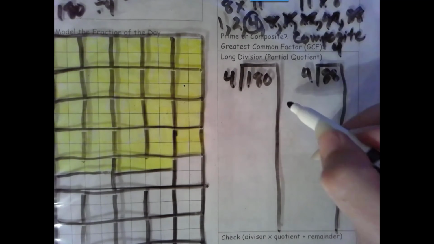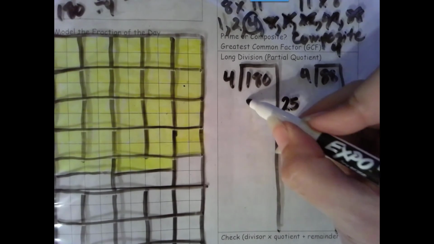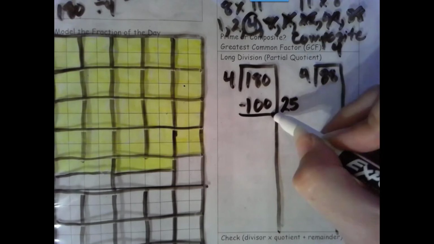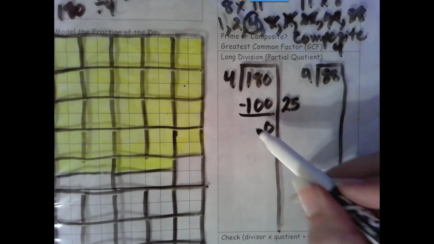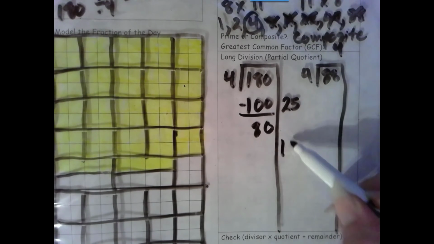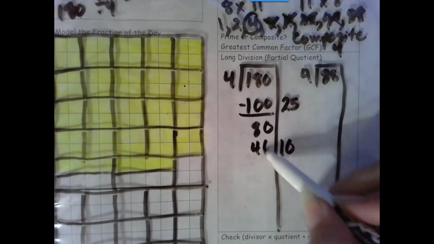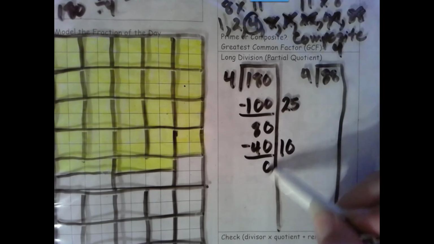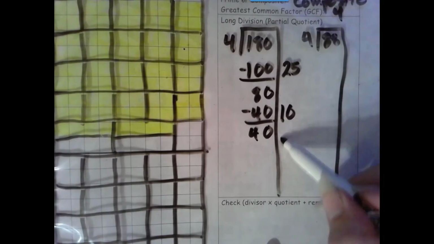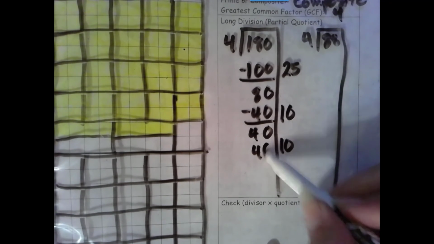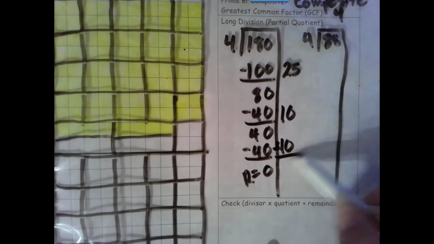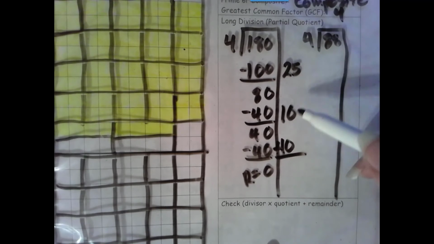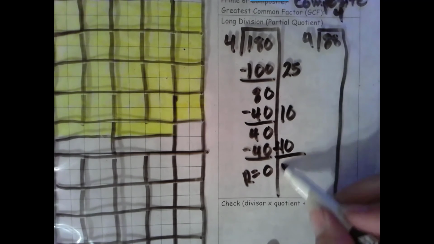I know 4 quarters is $1 or 100 cents. So 4 times 25 is 100. Numbers the same, zeros the same. More on top, no need to stop. 10 times 4 is 40. Numbers the same, zeros the same. More on top, no need to stop. 10 times 4 is 40. Numbers the same, zeros the same. Add these partial quotients. 25, 35, 45.